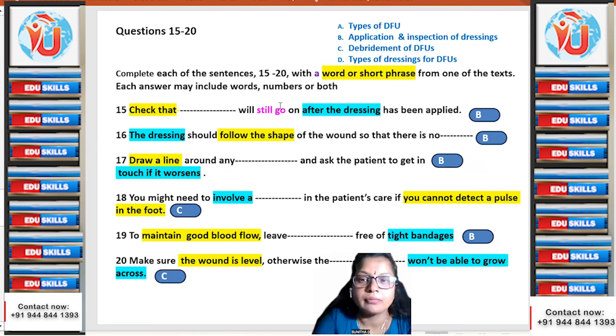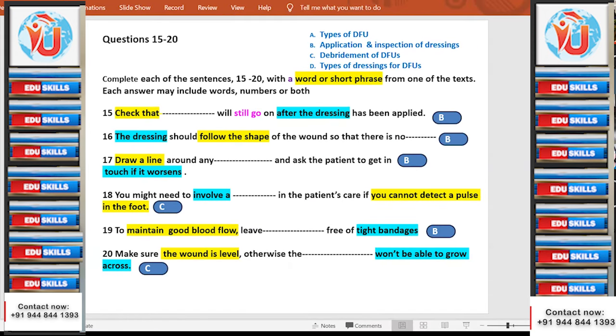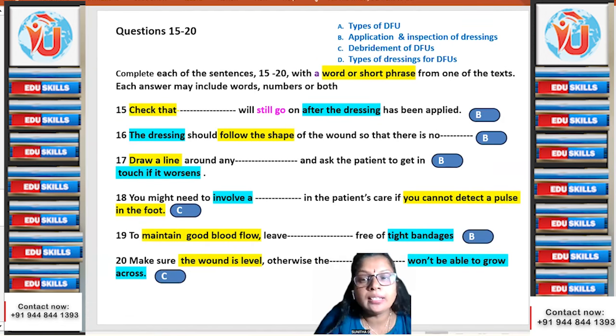The dressings should follow the shape, and draw a line around any dash, so we have to search in B. If it worsens, it's in B. Involve a particular person, in the 18th question, it's in C. You cannot detect a pulse in the foot, so C. And 19th question, tight bandage, the key phrase given in that question, is in B. And the wound is level, won't be able to grow across, we have to see in text C or debridement.